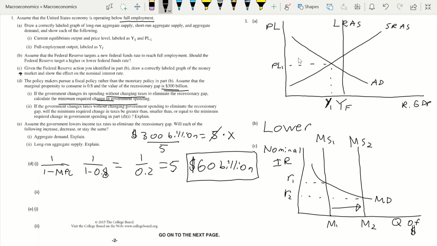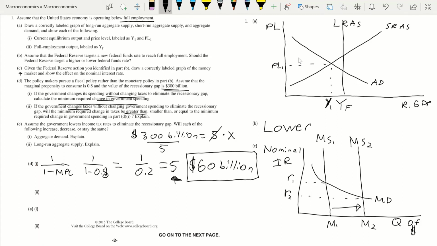Now, if we look at part 2, if the government changes taxes without changing government spending to eliminate the recessionary gap, will the minimum required change in taxes be greater than, smaller than, or equal to the minimum required change in government spending in part D1? Well, it's going to have to be greater than. And here's why. That tax multiplier, which is what happens when we change taxes instead of government spending, is going to be 1 less than our government spending multiplier. So our government spending multiplier was this 5 here. Our tax multiplier then will be 4.